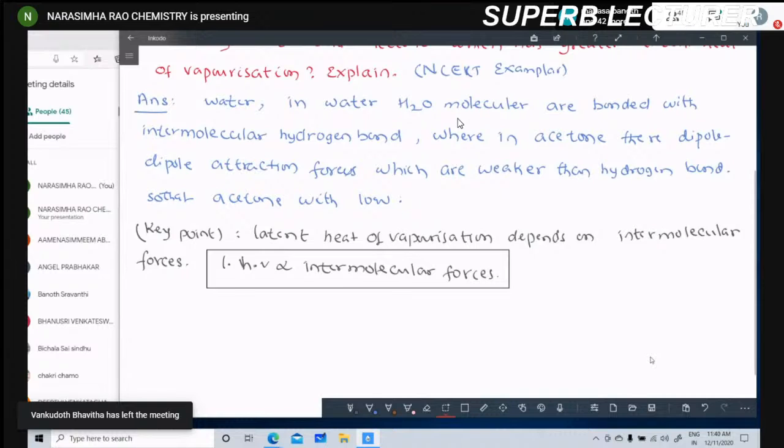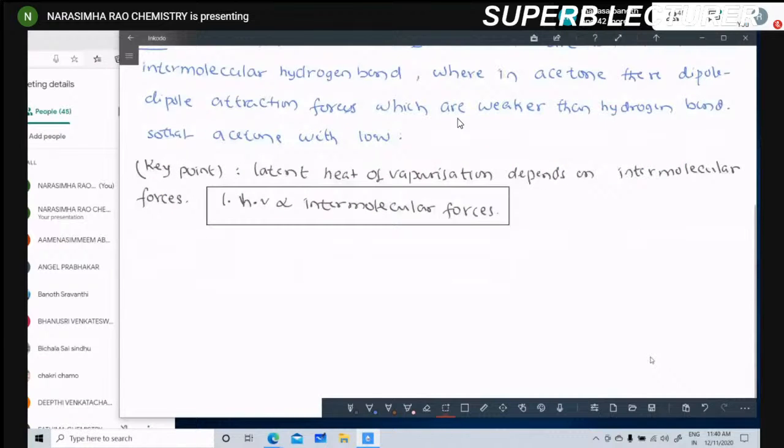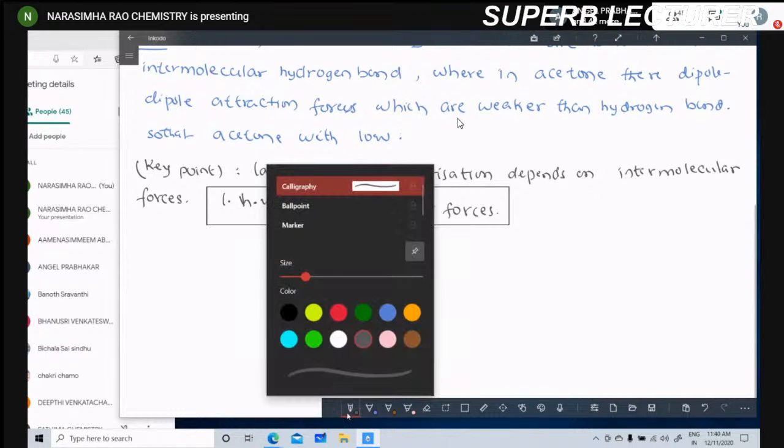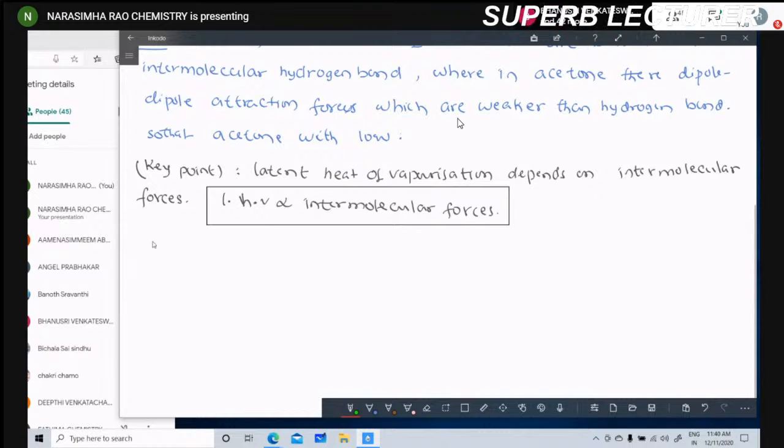Now, latent heat of vaporization, latent heat of fusion, okay? Enthalpy of fusion, enthalpy of vaporization completed. Now, let me continue with enthalpy of sublimation. Enthalpy of sublimation. Children, what do you think?